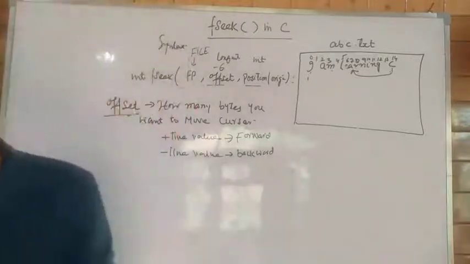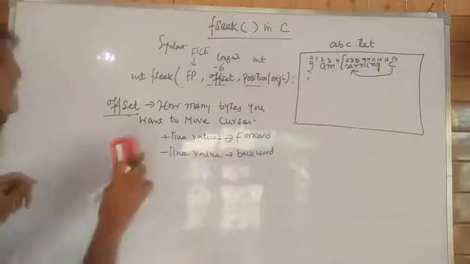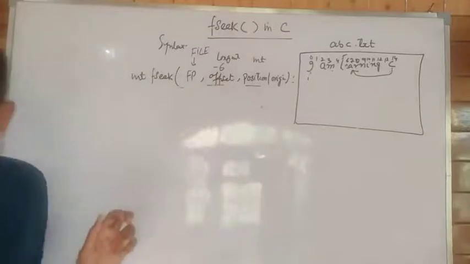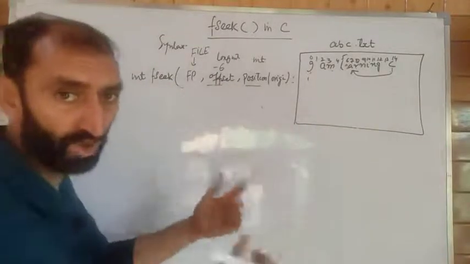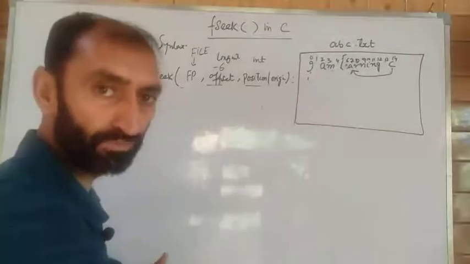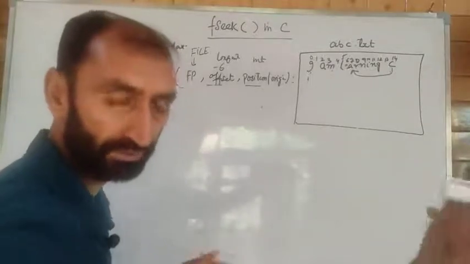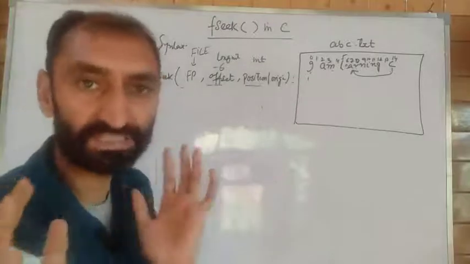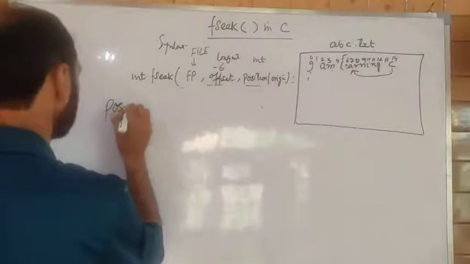Now, after that, position. What does position mean? Here, this is a file pointer. Offset means how many bytes you want to move the cursor either backwards or forwards. For moving the cursor forward, you have to show a positive value, and for moving the cursor backward, you have to indicate a negative value. Now the position. What is position?